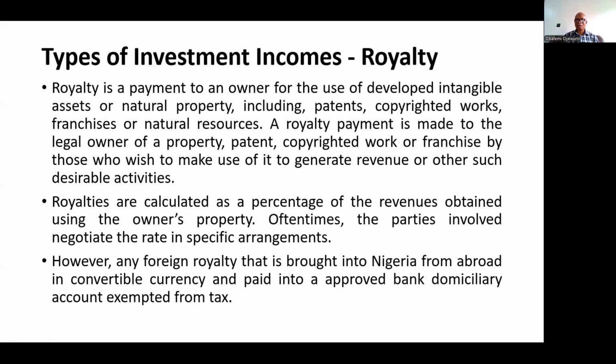So how do you calculate royalty? It is just by multiplying the percentage of the revenue obtained from that particular source with the agreed rate, which you and the owner must have agreed. So this is the percentage that will come to me. Whatever amount comes to you will be a function of the royalty percentage multiplied by the amount of money derived from the use of the asset.